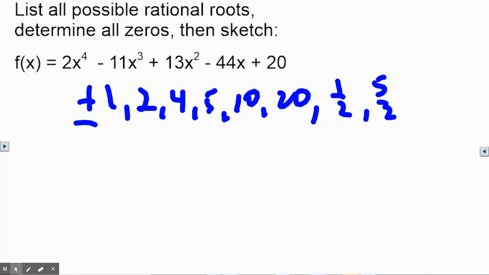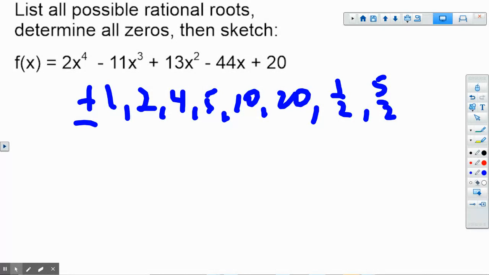10 divided by 2 is 5, so that's already taken care of. 20 divided by 2 is 10, so that's already taken care of. So 1, 2, 3, 4, 5, 6, 7, 8 possibilities where only these 1/2 and 5/2 are fractions. So those are my possible zeros.